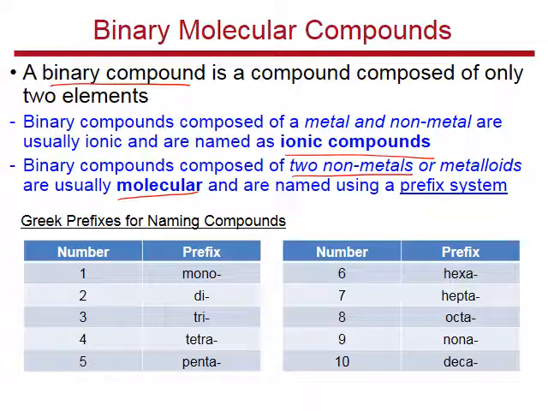In this table, the covalent compounds use the Greek numeral prefixes for naming the compound. So if you have one atom, the prefix is mono. If you have two, di; 3, tri; 4, tetra; 5, penta; 6, hexa; 7, hepta; 8, octa; 9, nona; 10, deca.